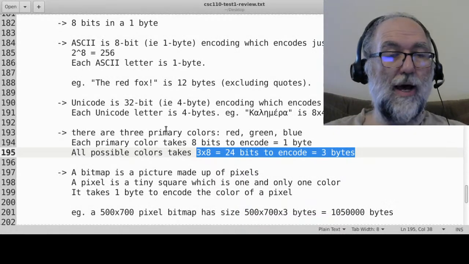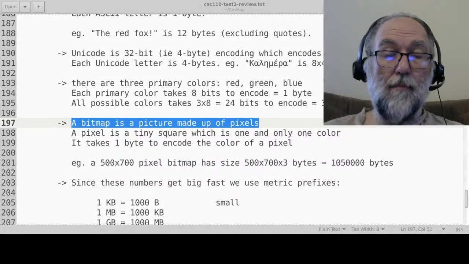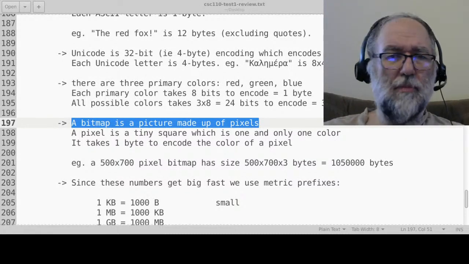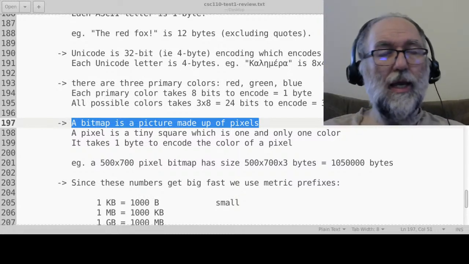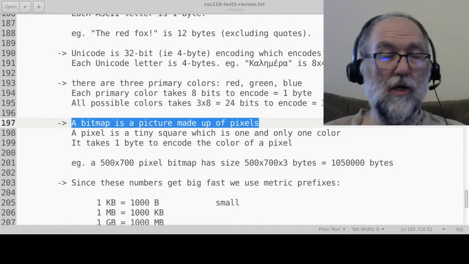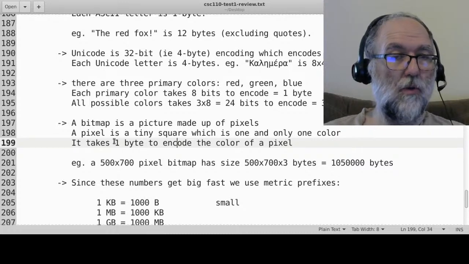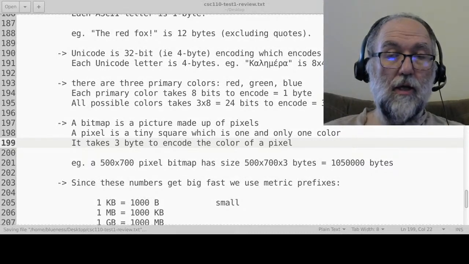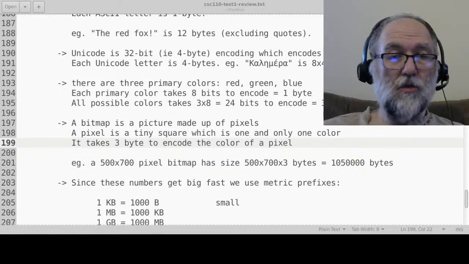So here's an example, a picture, a bitmap. There are different ways of doing pictures, but we don't want to study them all. We just studied bitmaps. A bitmap is made out of pixels, those tiny little squares. Each pixel is exactly 1 color, one and only 1 color. If it's only 1 color, that means it takes 3 bytes to encode the color of 1 pixel, because 1 pixel is 1 color, and 1 color takes 3 bytes, or 24 bits. 3 bytes.